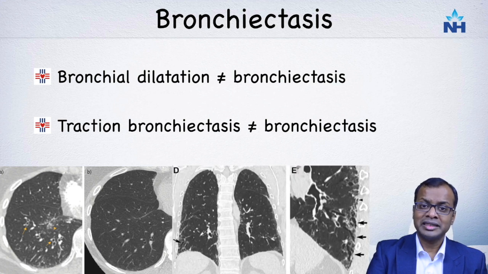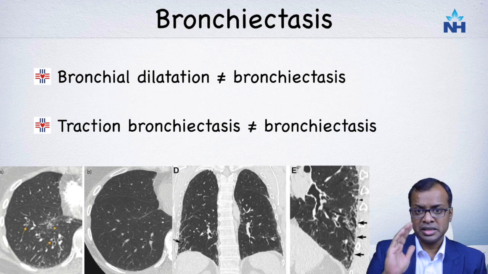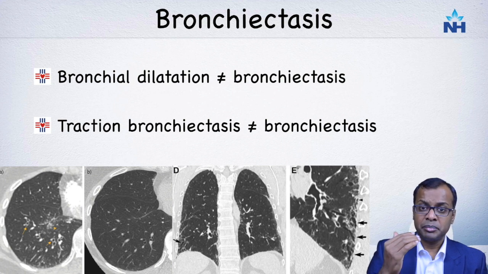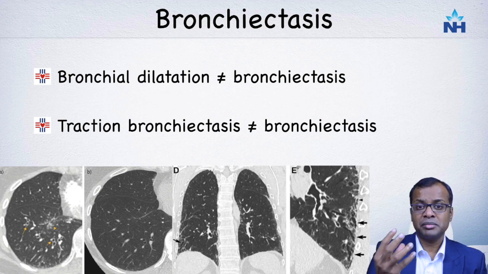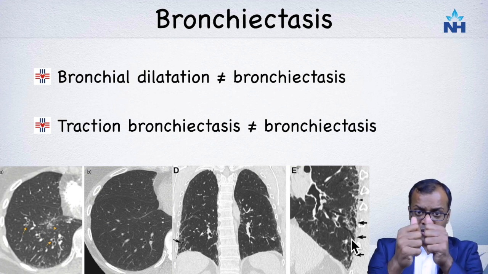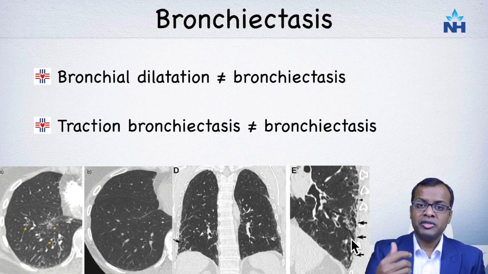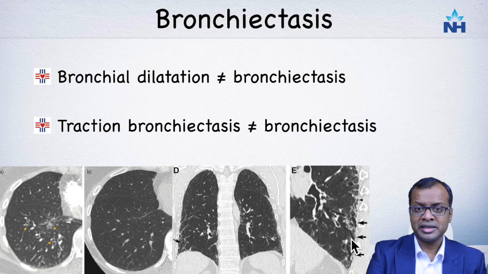The second part is traction bronchiectasis versus bronchiectasis. Bronchiectasis is purely an airway pathology, and it has nothing to do with the adjoining lung parenchyma. In traction bronchiectasis, the primary pathology is in the lung parenchyma or the interstitium around the bronchi, which is leading to pulling of the bronchi apart or traction of the bronchi, which is why it is called traction bronchiectasis and is seen in interstitial lung disease, especially the fibrotic variety.